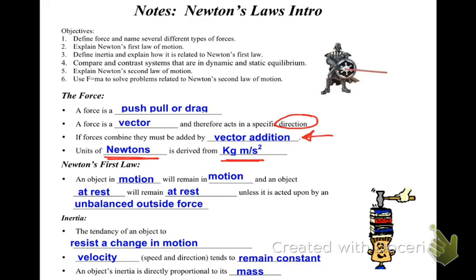Inertia. We discussed inertia before. It's the tendency of an object to resist a change in motion. The velocity, speed, and direction tend to remain constant when objects are dealing with inertia. And an object's inertia is directly proportional to mass. This is the major one right up in here. An object's inertia is directly proportional to its mass.